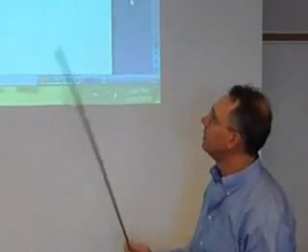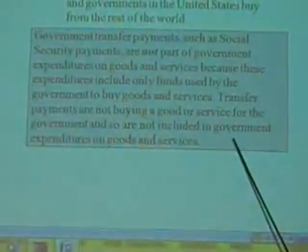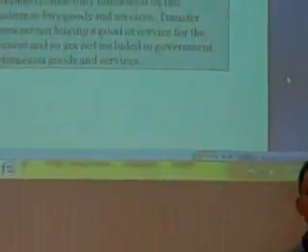It's important to recognize that Social Security is not part of government expenditures. That is, those are transfer payments within the government. They're not buying a good or service for the government. They're not included in government services. In other words, it's a government service that's being given to the citizens of the United States.